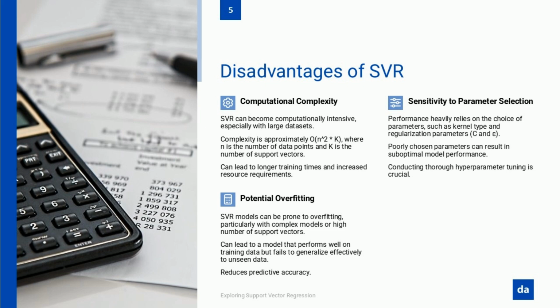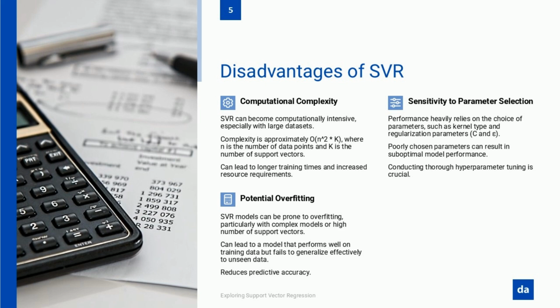Another major limitation is sensitivity to parameter selection. SVR relies heavily on hyperparameters like the regularization parameter C, the epsilon margin, and the choice of kernel. Poorly chosen parameters can lead to suboptimal performance, either making the model too rigid or too flexible. This means that to get the best results, extensive hyperparameter tuning is required, often through trial and error or cross-validation. Without careful tuning, the model might perform poorly, even when applied to a dataset where SVR should in theory excel.